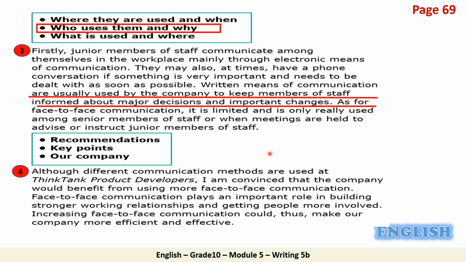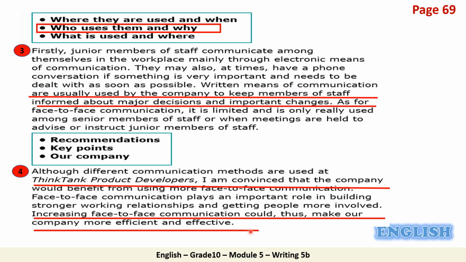Now, let's move on to paragraph 4. Pause, read through the paragraph, think of the options you have, and make a choice. Let's check your answers. Let's look at the evidence first. Here we can say, I'm convinced that increasing face-to-face communication could thus make our company more efficient and effective. So since he used I'm convinced, and increasing face-to-face could thus make our company, it is recommendations. He is making a recommendation to the company. Wonderful.